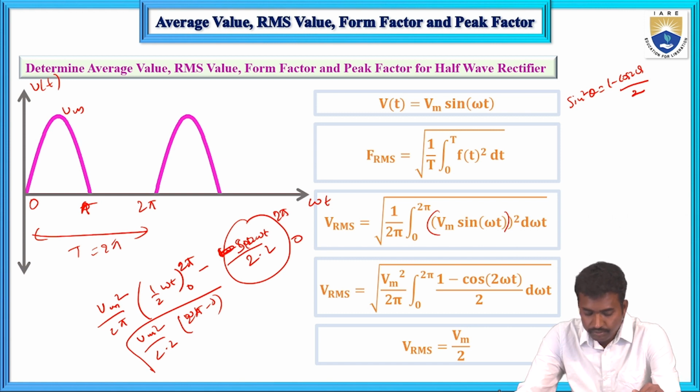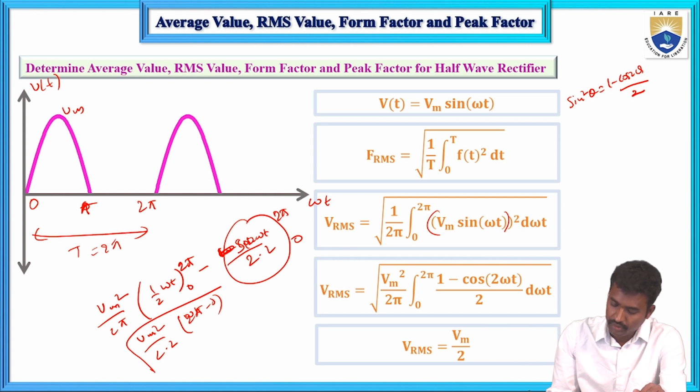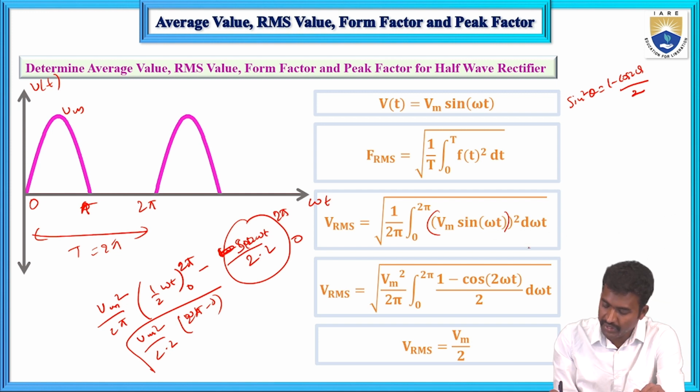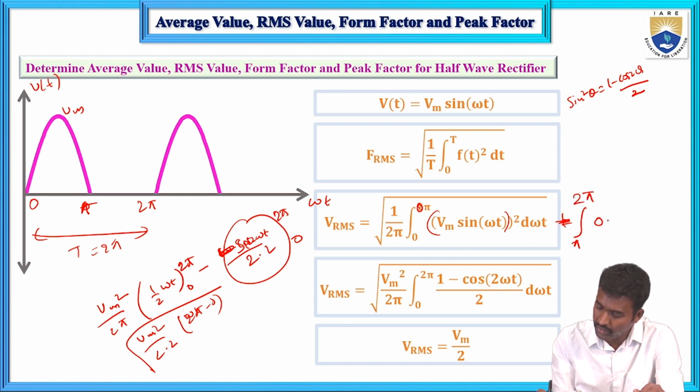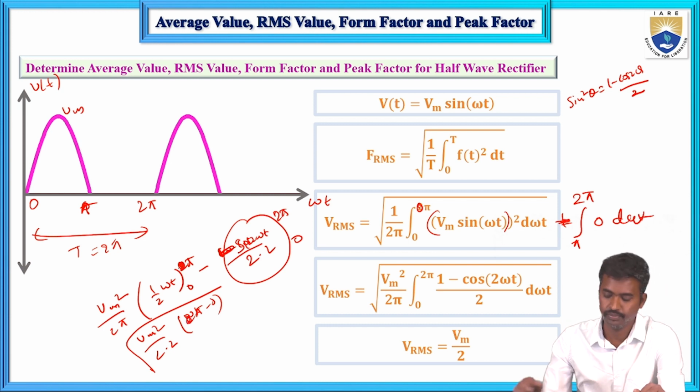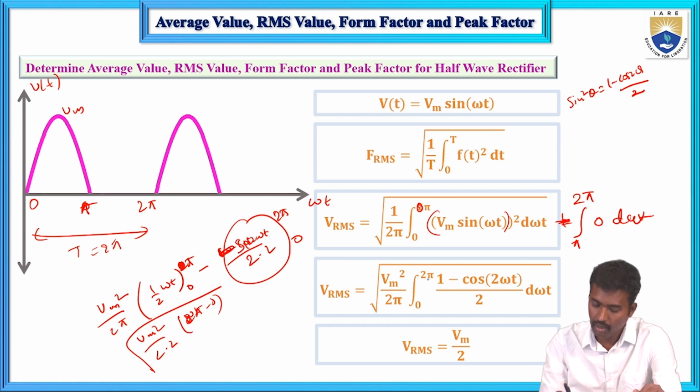Now here there are two possibilities. Here the limit is not 2 pi; it is 0 to pi. You can consider 0 to pi as one part, and pi to 2 pi as the other part, where the value is 0. So the integral up to pi, plus the integral from pi to 2 pi of 0 square d omega t.